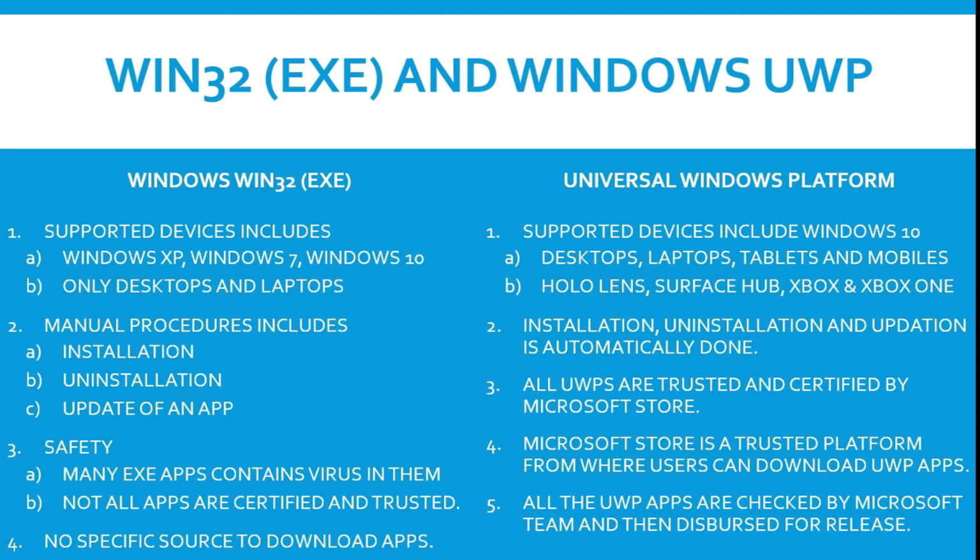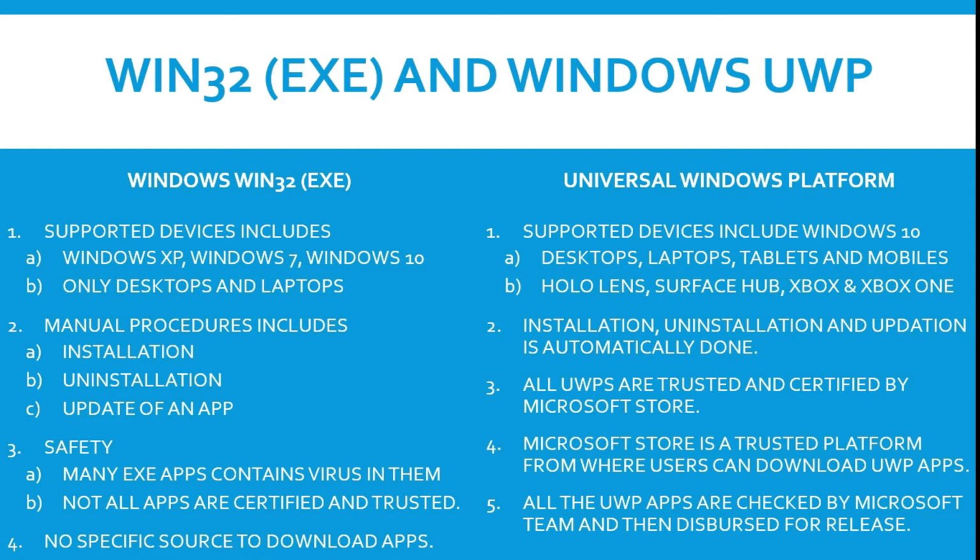Next comes the Universal Windows Platform app. Universal Windows Platform was a boon for the Windows platform as it converted all the disadvantages of Win32 applications into advantages. So first of all, see that the Universal Windows Platform supports all devices including Windows 10 desktops, laptops, tablets, mobiles, HoloLens, Surface Hub, Xbox and Xbox One. One more thing I wish to inform you all is that UWP apps support only Windows 10 devices. They do not support any of the previous Windows versions including Windows 7, Windows XP, Windows Vista and all those. It only supports Windows 10.